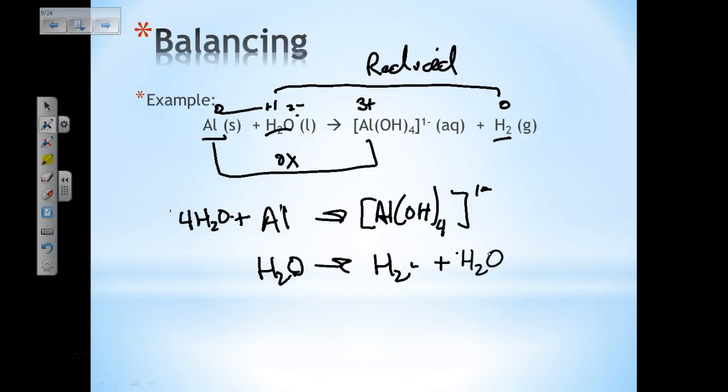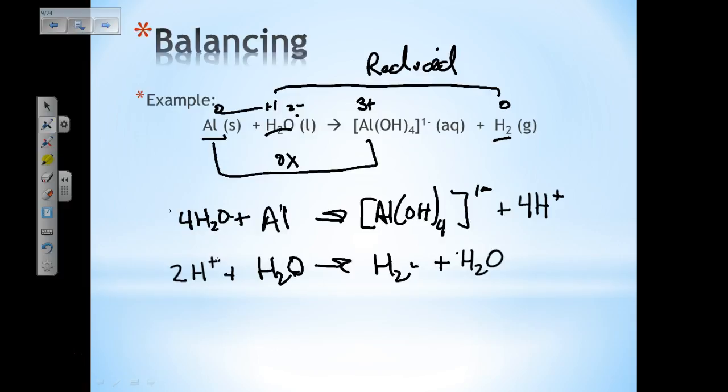Now we balance the hydrogens using H+. This is our placeholder. We understand that this is a base catalyzed reaction, so we're just using hydrogen to get us to the number of hydroxides, and I'll show you how that works in a minute. This is 8 hydrogens, 4 times 2 is 8. This is only 4 hydrogens, so we need plus 4H+ here. Then we have 4 hydrogens here, 2 hydrogens here, so we do plus 2H+ there.